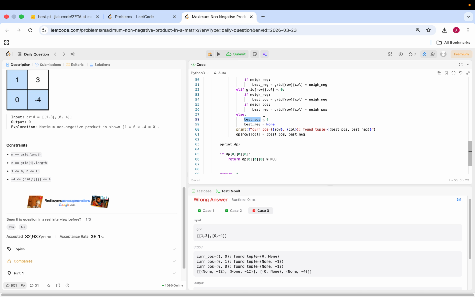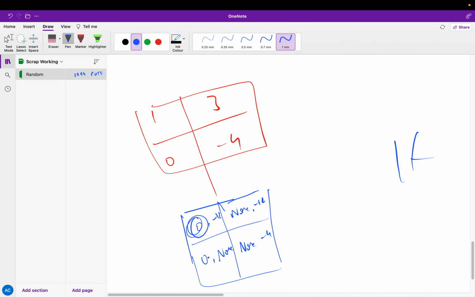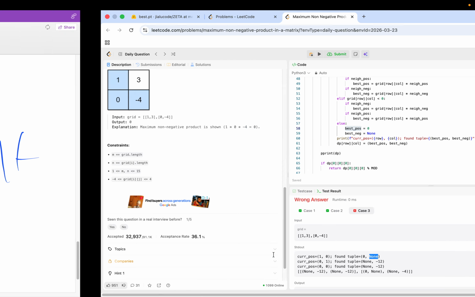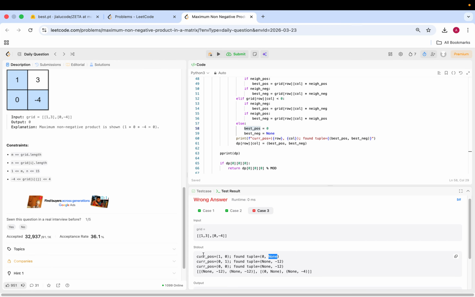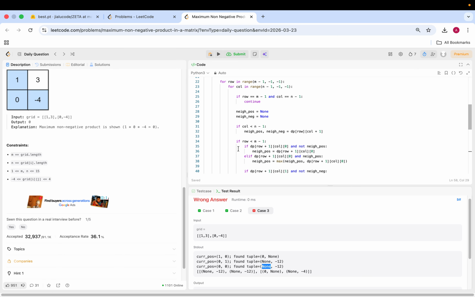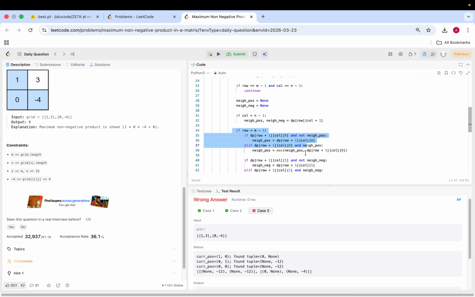Best position is like... at position 1, 0. Yeah, so the tuple is correct. It knows it's 0, 9. So it would have done that correctly, I think. But why did it say none here? It shouldn't have said 0. Current position is 0, 0. So it must have failed the row thing.